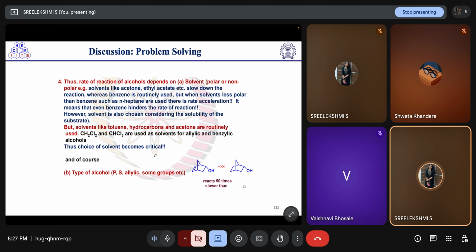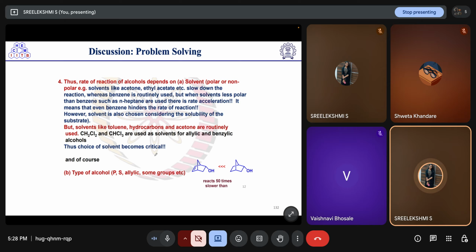Another factor which controls the rate of this reaction is the solvent, whether we are using a polar solvent or a non-polar solvent. Usually polar solvents like acetone and ethyl acetate slow down the reaction. Non-polar solvents or relatively less polar solvents increase the rate of the reaction. In whichever examples we have seen, benzene is the solvent. Benzene is routinely used, but when solvents less polar than benzene, such as heptane, are used, there is rate acceleration.